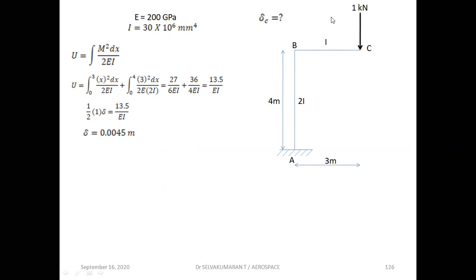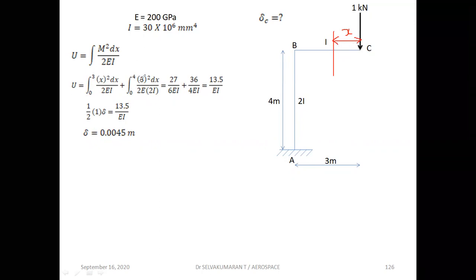And if I take this as a section, and this is my X, for example, let me draw and show you. And with respect to this, and this is my X, the strain energy stored would be equal to strain energy stored in BC plus strain energy stored in AB or BA, whatever it is. And if this is my X, if I try to write out or take the moment, write the moment equation for BC, 1 into X, for example.